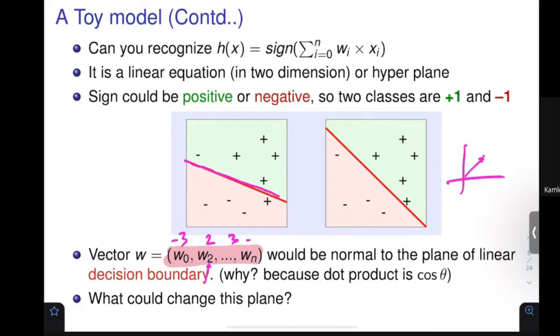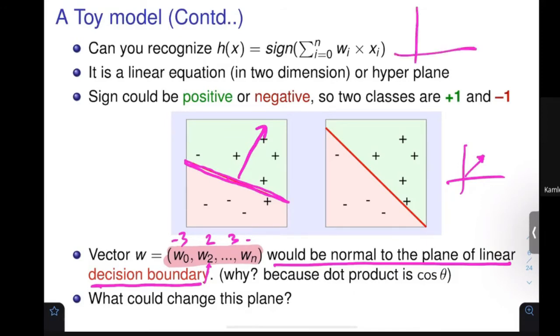And what about this? This is my decision boundary. Is there any relationship between this decision boundary and this vector? Let me tell you. The relationship is that this particular vector would be normal to the plane of the linear decision boundary. This vector that we are talking about would be perpendicular to this particular plane. W would be perpendicular to the separating hyperplane. Oh, what am I telling? How is it possible? Let me tell you how it is possible.